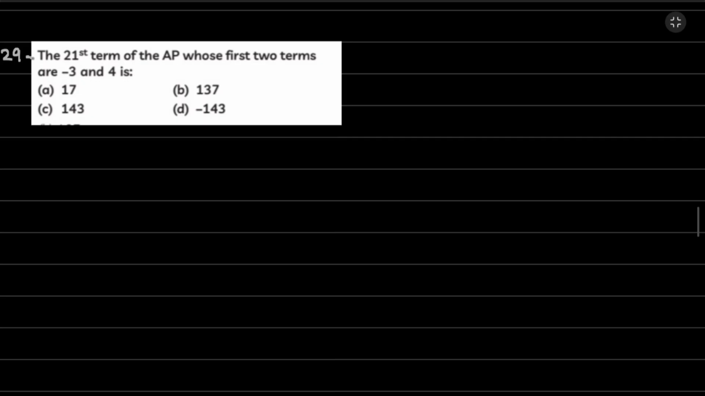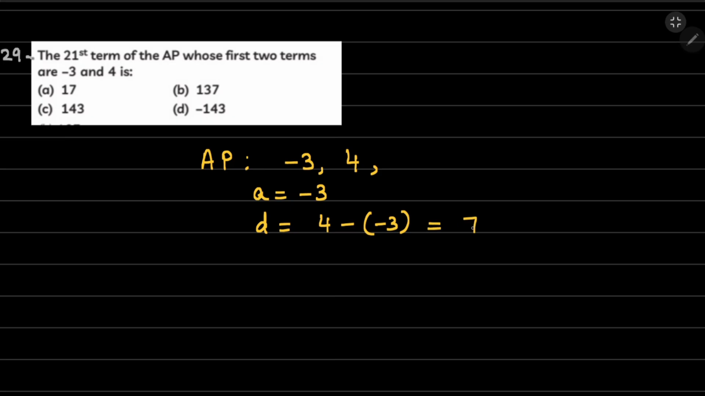Find the 21st term of the AP whose first 2 terms are given. So in your AP, the first 2 terms are minus 3, 4. We don't know the next term. So what is your A? The first term is minus 3. What is your common difference? 4 minus minus 3, which is 4 plus 3, that is 7.